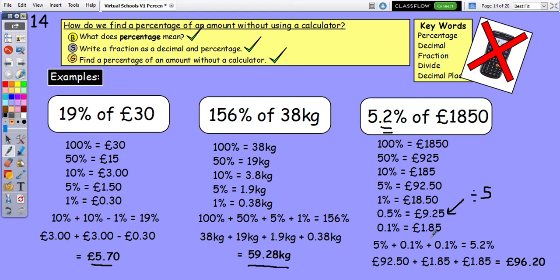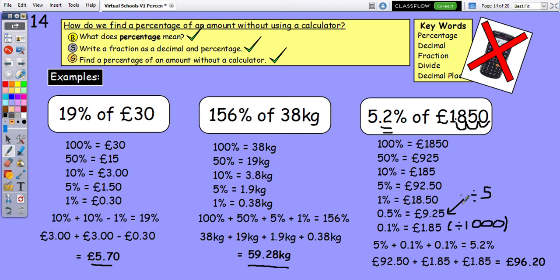Or, if you think about this, if I divide 1850 by 1000, so to find 10% we divide by 10, to find 1% we divide by 100, to find 0.1% we divide by 1000. Okay, so in other words, I move the decimal place 1, 2, 3 places left to get 1.85 or £1.85.